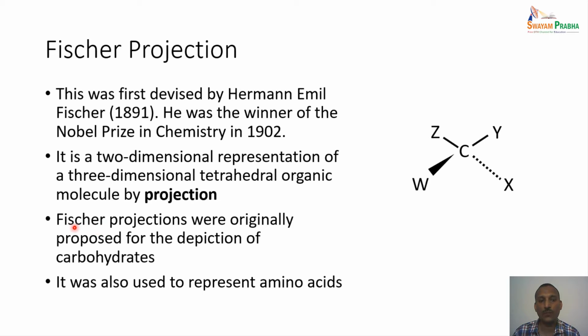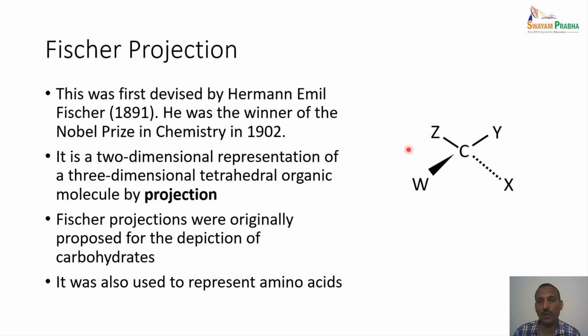In this Fischer projection, he mainly used it for depicting the structures of carbohydrates, and later on it was also used to represent amino acids. So how did he actually do this? When we use the word projection, it means something is put on something. A projection is nothing but a shadow.